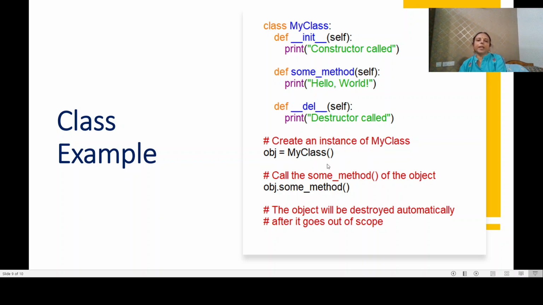Okay, so now I will be creating an instance of the class. So how do I create it? Write the class name, put an open parenthesis and close parenthesis, and assign it to a variable. And this variable is called an object variable. When I create an instance, automatically the constructor method will be called and you will get an output as constructor called. Then I'm calling this method some_method, so it will print hello world. So when the object is destroyed and goes out of the scope, then this __del__ method will be called.